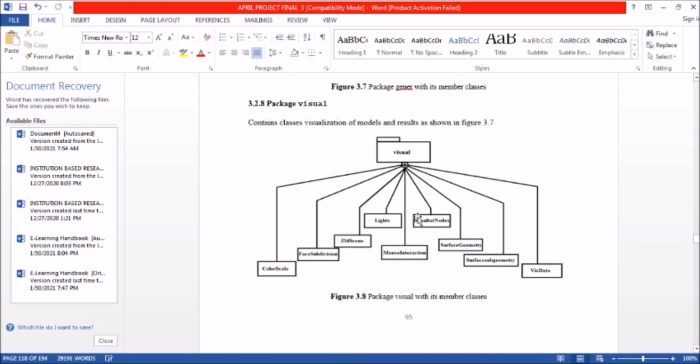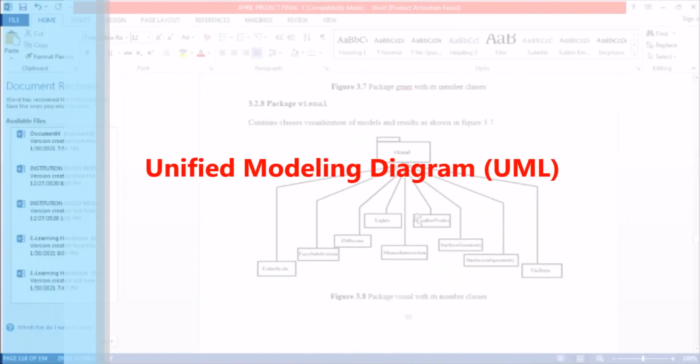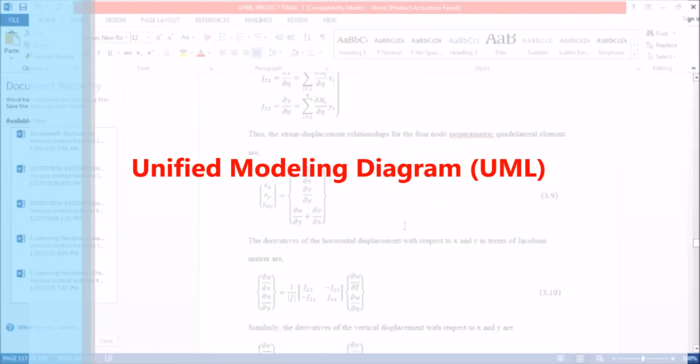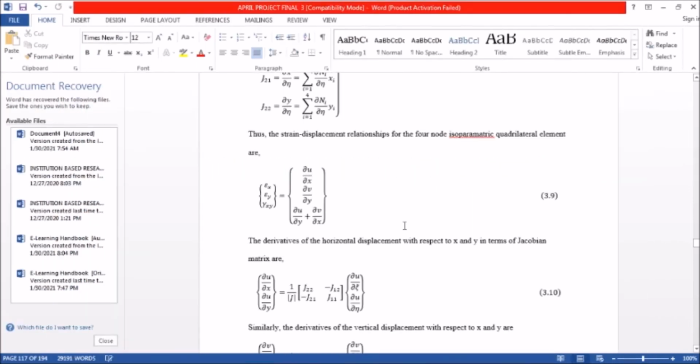So the next thing we need to look at also is, for this work, what we have here is a programming work. So we use the Unified Modeling Language, known as UML. So these are called UML diagrams.